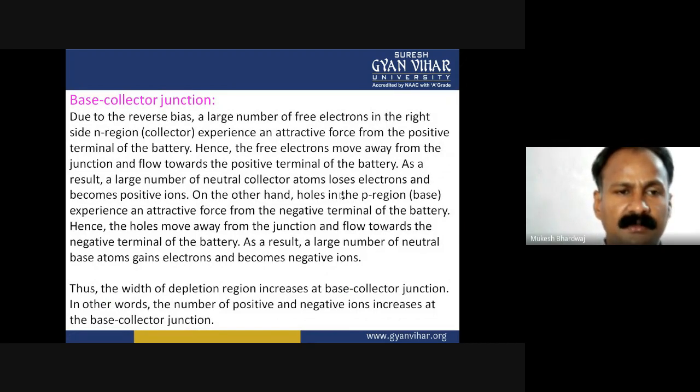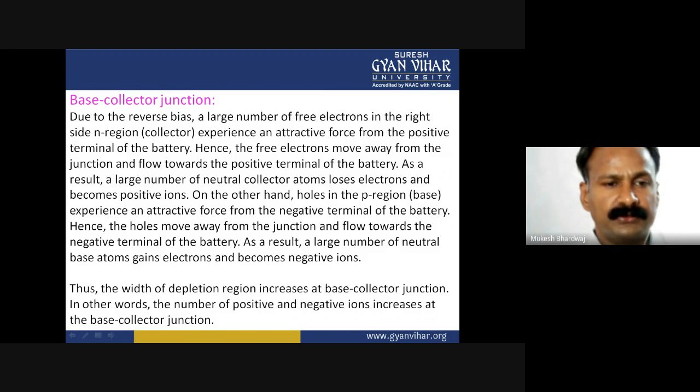What happens at the base collector junction while doing the biasing, or what is the reaction of the electrons and holes, and what about the depletion width at the junction. Due to the reverse bias, a large number of free electrons in the right side N region collector experience an attractive force from the positive terminal of the battery. Hence the free electrons move away from the junction and flow towards the positive terminal of the battery. As a result, a large number of neutral collector atoms lose electrons and become positive ions.